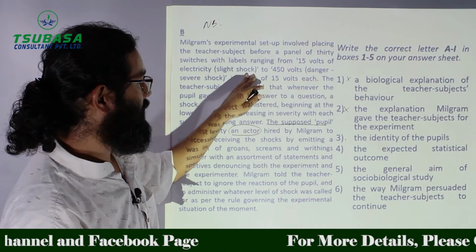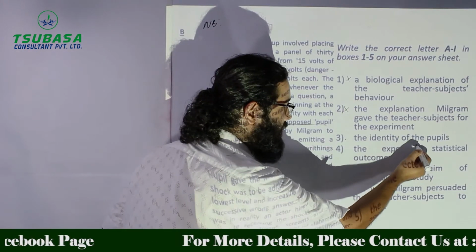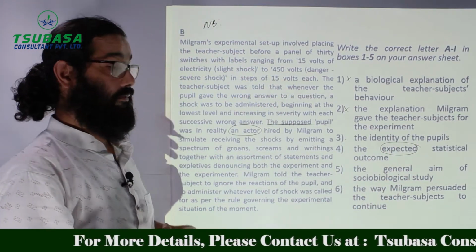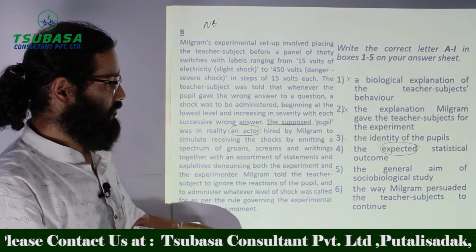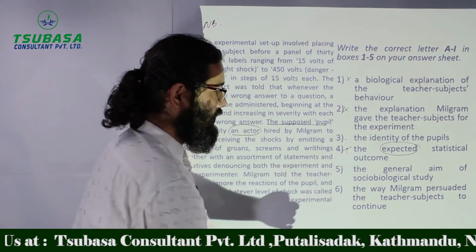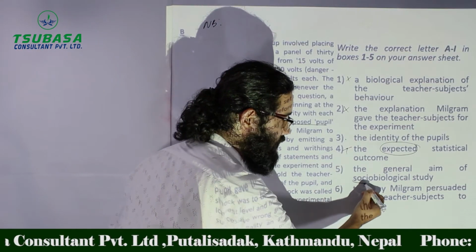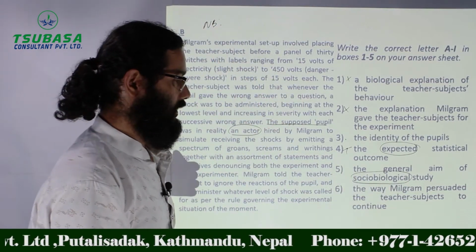The expected, there's this number, right? The set of numbers, but it says expected. So before the experiment has been conducted, it's the prediction. There is nothing about prediction. So this cannot be an answer. It doesn't talk about sociobiological study.